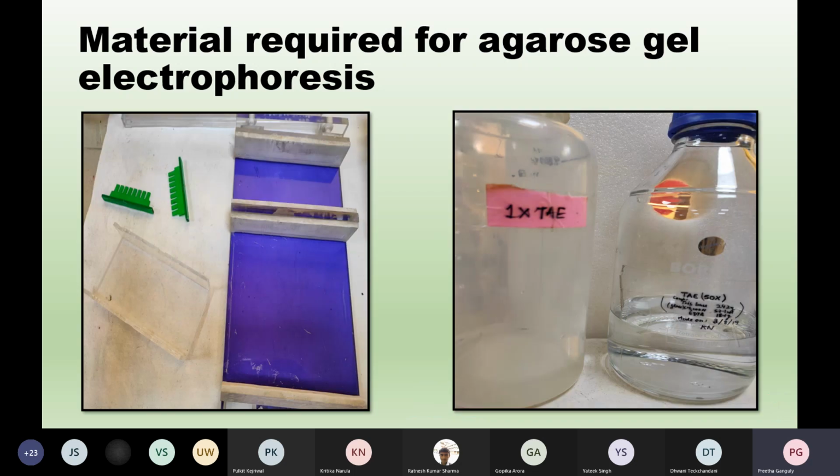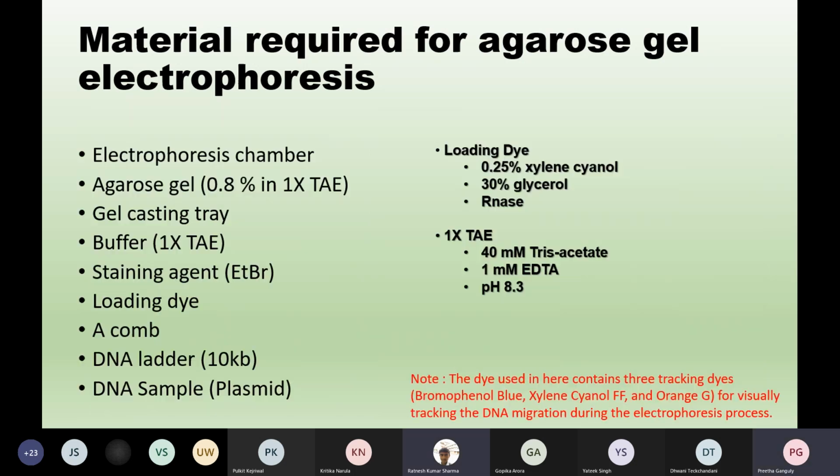Now, this is the basic material. Any questions? Yes, anybody want to ask something? On the last slide I had a question. Yes. What is the use of ETBR? Does it have color or something? What is the meaning of staining agent here?